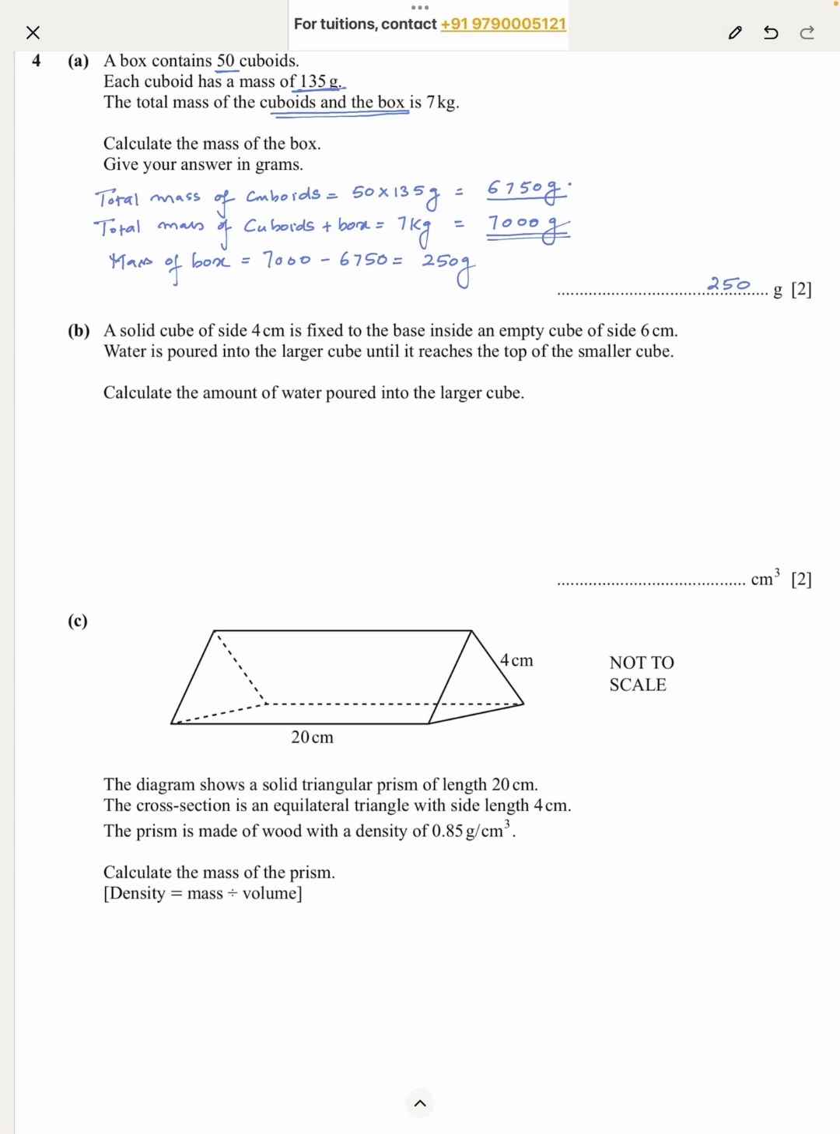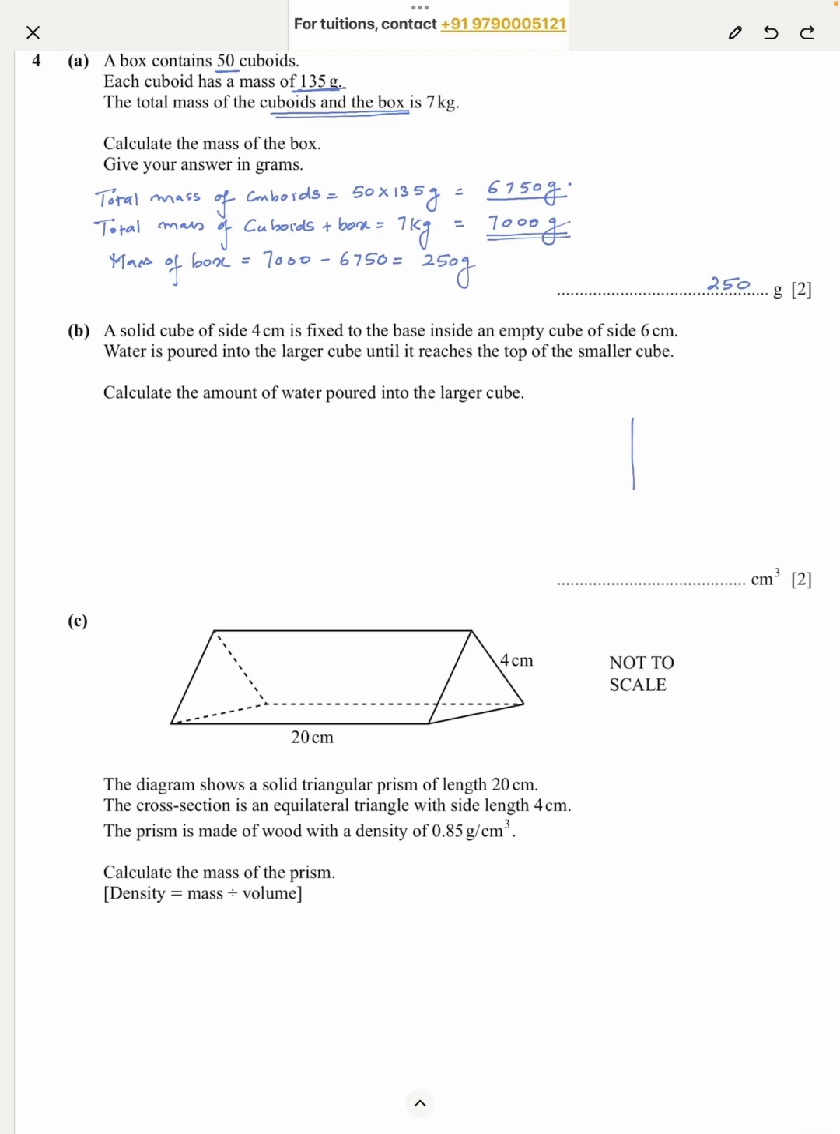Next, subdivision B. A solid cube of side 4 cm is fixed to the base inside an empty cube of side 6 cm. Okay, so I am reading this again. A solid cube of side 4 cm is fixed to the base inside an empty cube of 6 cm. Water is poured into the larger cube until it reaches the top of the smaller cube. Okay, so the diagram might look like this.